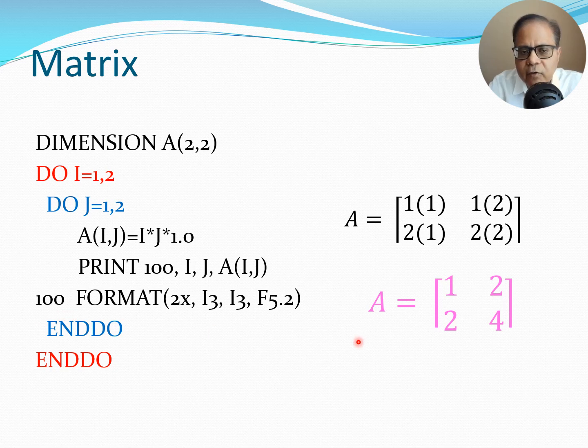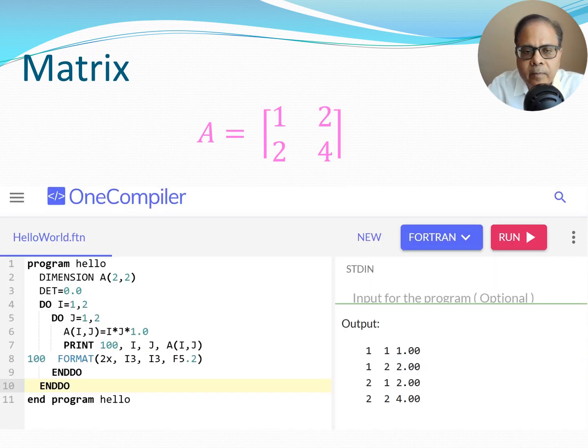And here I'm using the format statement. So I want to print out these as I3, I3 and F5.2. So essentially I and j are int and of course A is float here. So let's try to run this program.